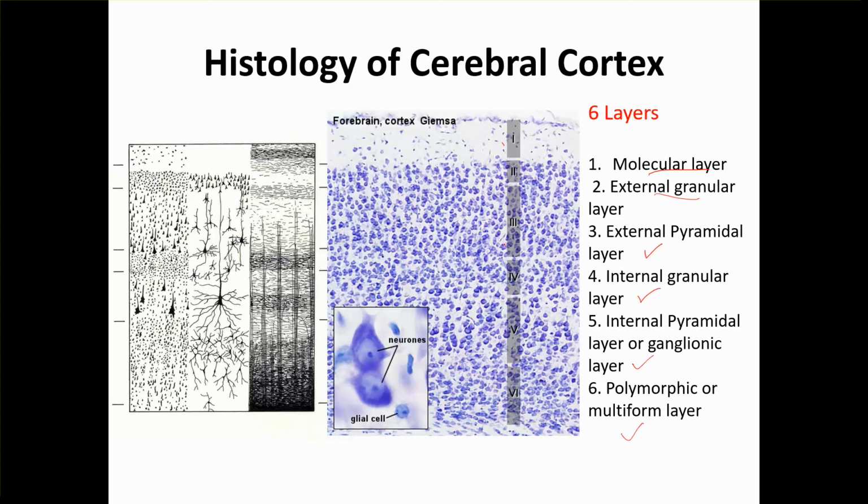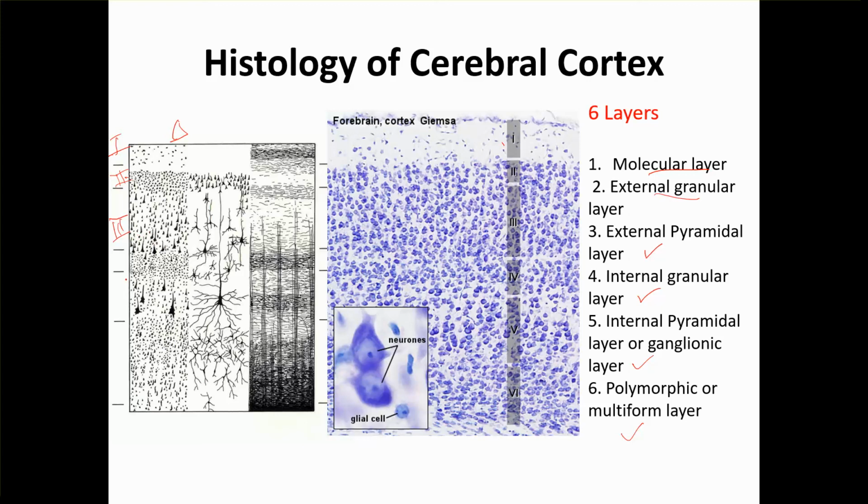If you notice here, let's go to this diagram. This is the first layer, which is the molecular layer. Here you will not see any cells, that is, the pyramidal cells or the granule cells. Then the second layer is the external granular layer. The third layer is external pyramidal. How to notice the pyramidal? Look for the triangular shaped cells. If you see triangular shaped cells, that means they are pyramidal cells, and that is in the third layer.